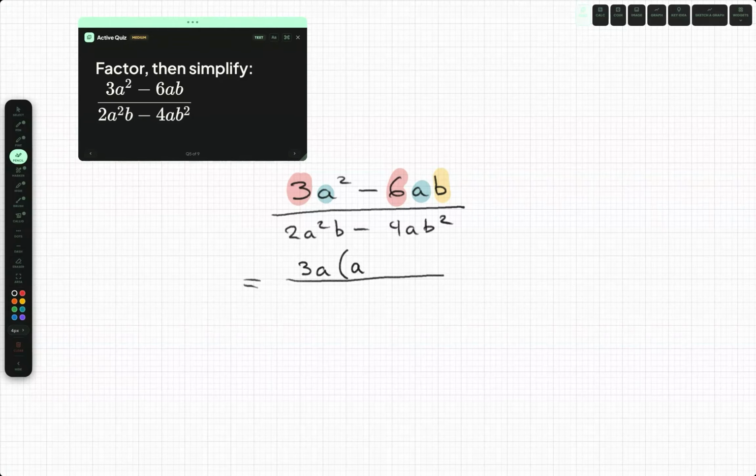And dividing 6ab by 3a leaves us with 2b.